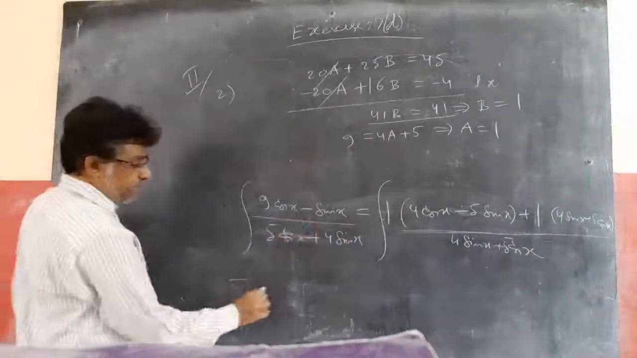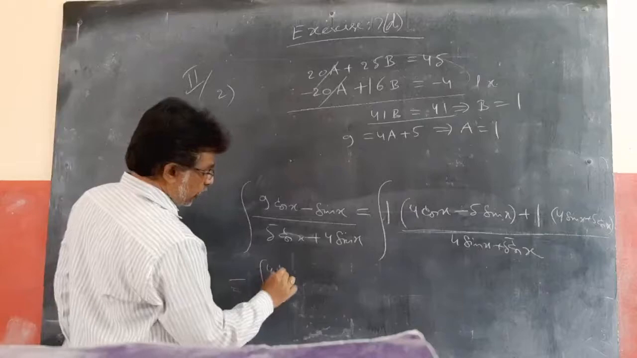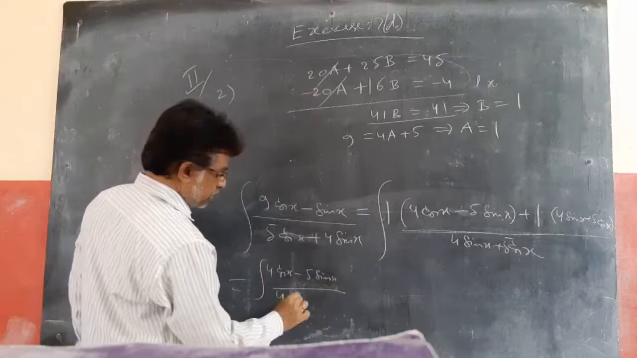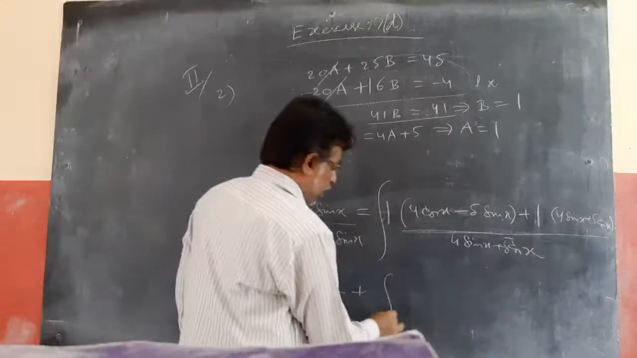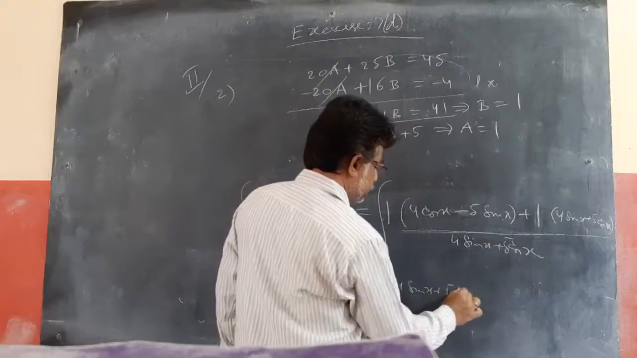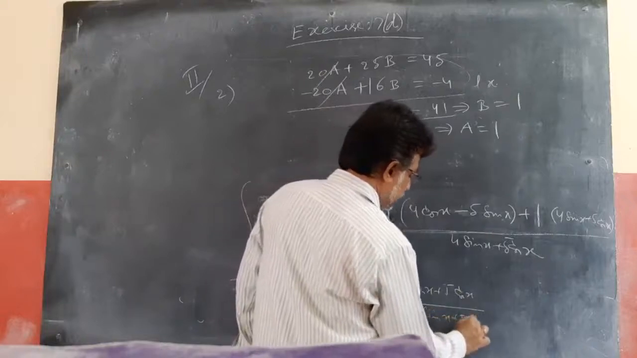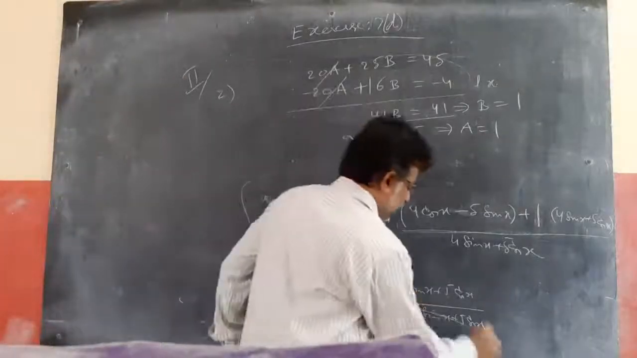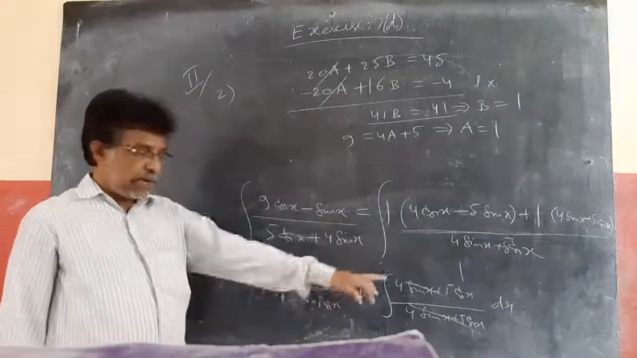Now this part becomes f dash x by f x. I will write one more step: the integral of 4 cos x minus 5 sin x by 4 sin x plus 5 cos x, plus the integral of 4 sin x plus 5 cos x by 4 sin x plus 5 cos x. So this becomes f dash x by f x, which gives log mod f x. This cancels and becomes 1 dx, which is x. So your final answer, as I always told, is log mod of the denominator plus x plus c.